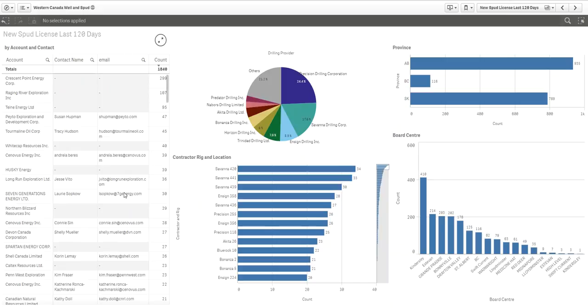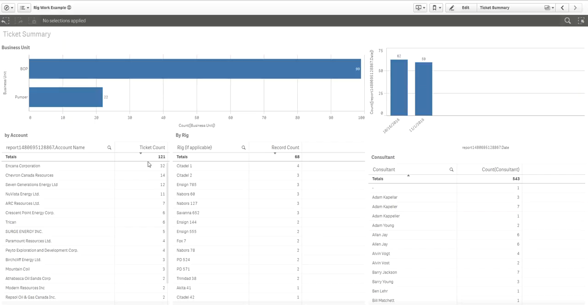What I'm looking at here is the Qlik dashboard that we built on new spud licenses in the last 120 days. Over here you can see these are the companies, these are the drilling providers, here's some rig information, and then here's some geographic information as well.